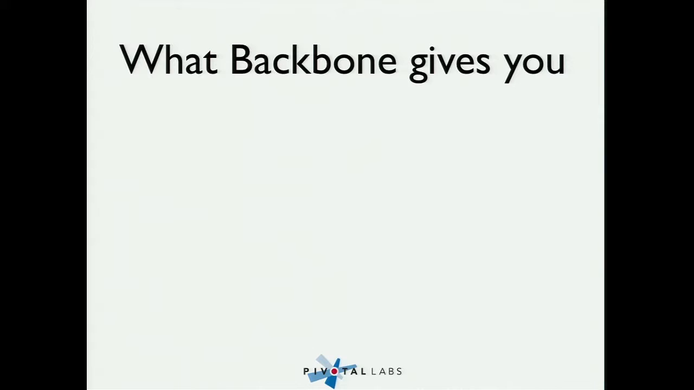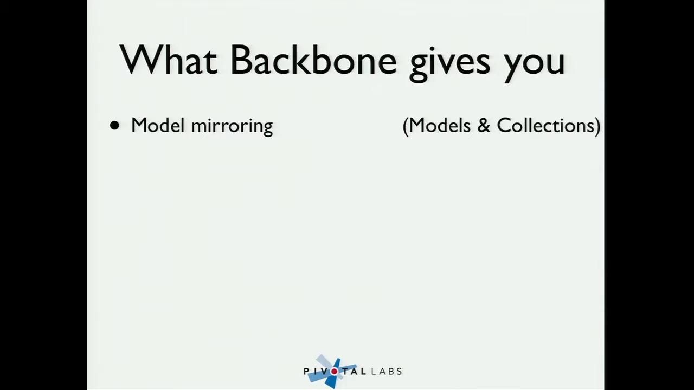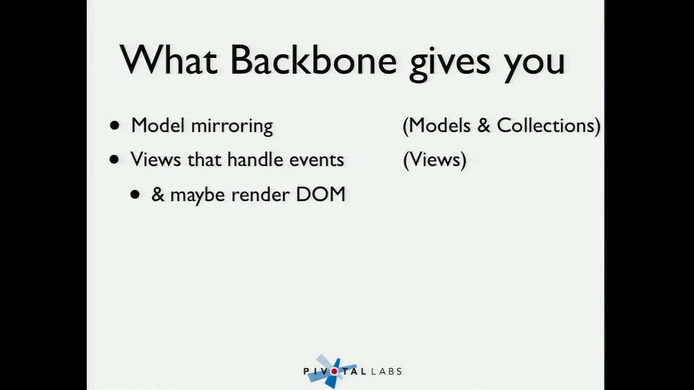So now we've got an idea of what problems the frameworks are trying to solve. Let's have a look at what Backbone actually gives you. And the first thing it gives you is semi-automatic model mirroring, and we'll come back to what that means in a little bit. And that's handled in what Backbone calls models and collections. Second, it gives you views that handle DOM events, which can also optionally be attached to a template that renders markup.